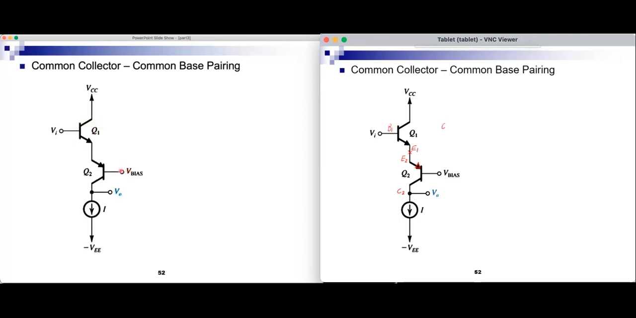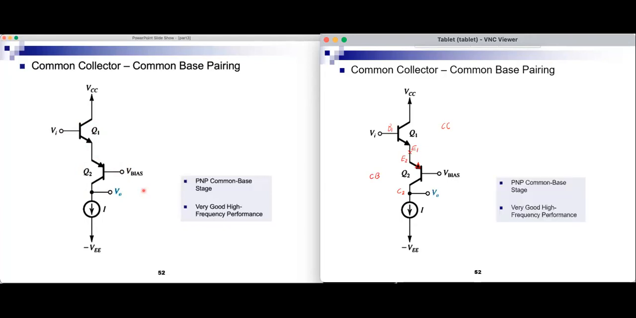And therefore, this is a common collector, common base, and we get similar characteristics to the previous combination. And that's good gain, good input resistance, and very good high frequency response because there's no Miller effect. There's no capacitor that is multiplied by the factor 1 minus K of Miller, with K being the gain.